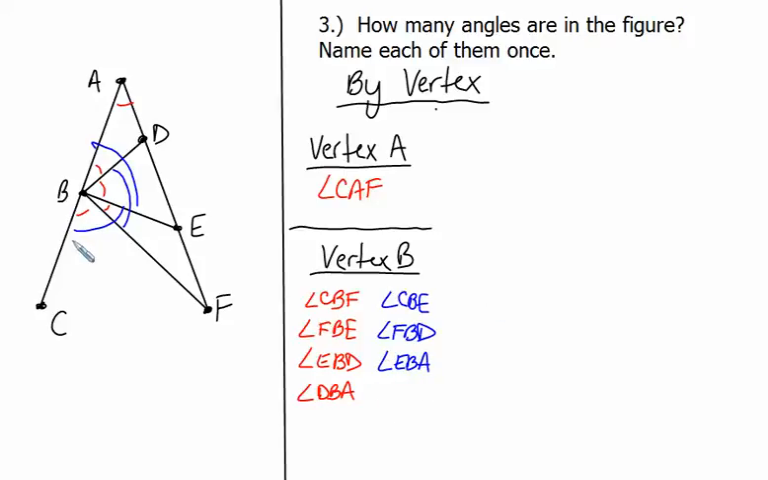Then we're going to skip 2 of those rays at a time, and there's going to be 2 resulting angles. The first one is CBD, and the other one is angle FBA.